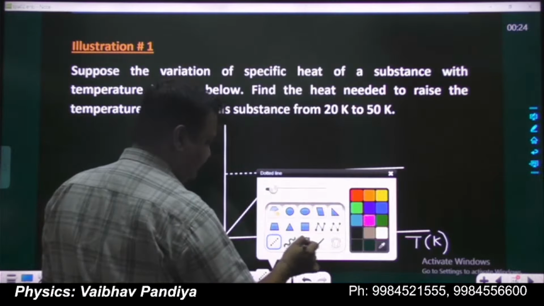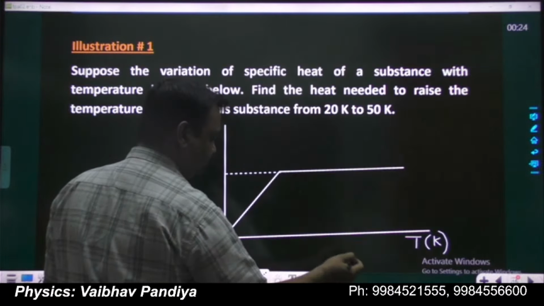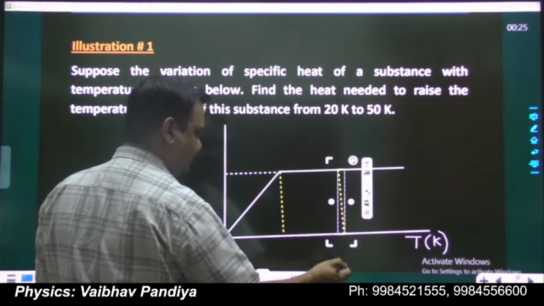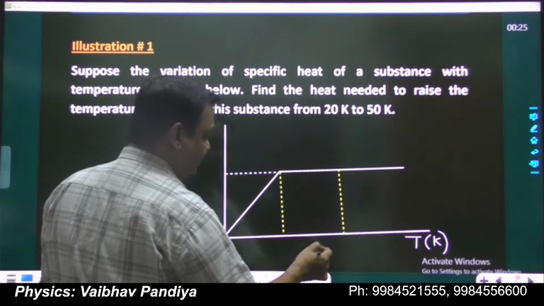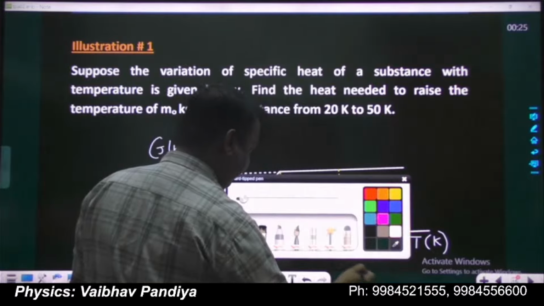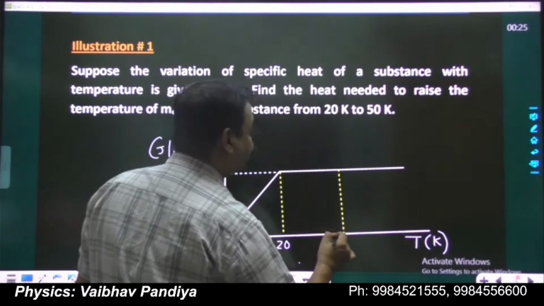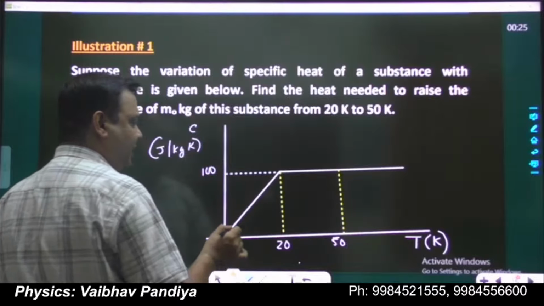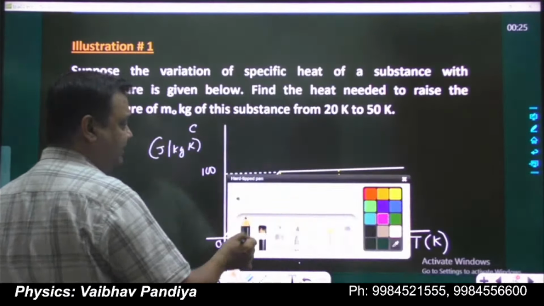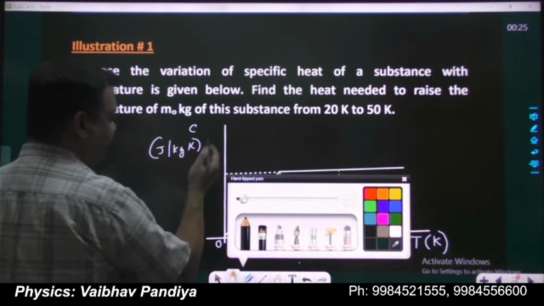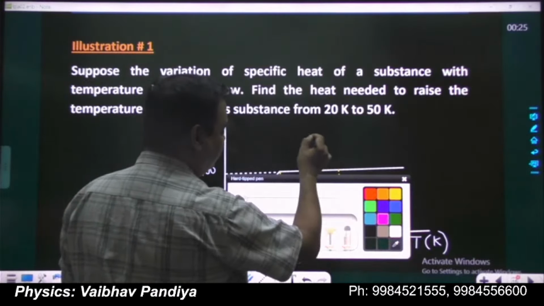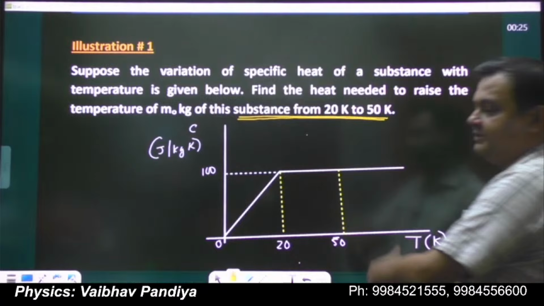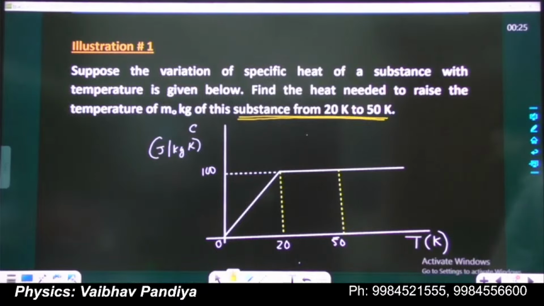And we have to find what will be the heat needed. Suppose these values are given as 20 Kelvin, and this is given 50 Kelvin, and this is 100. And we have to find what heat is needed, and say the mass is given to be m naught. We have to find what will be the heat needed to raise the temperature from 20 Kelvin to 50 Kelvin. And you're given the graph.